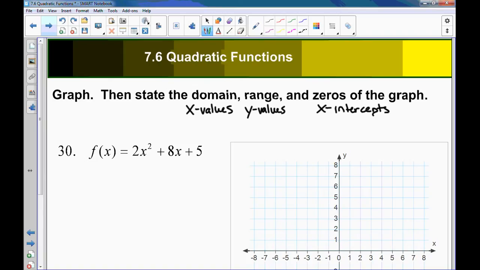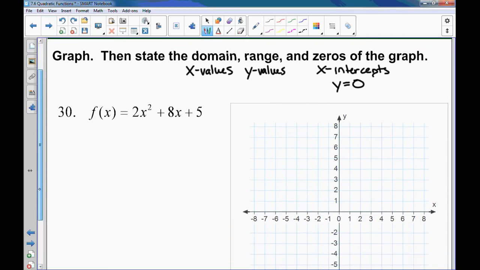And in 7.5, we briefly talked about x-intercepts. And the key point of x-intercepts is when is the y value equal to 0? So it just becomes a quadratic equation that we need to solve, whether we can use the quadratic formula, factoring, or whatever. So let's look at this problem, number 30. f of x equals 2x squared plus 8x plus 5.